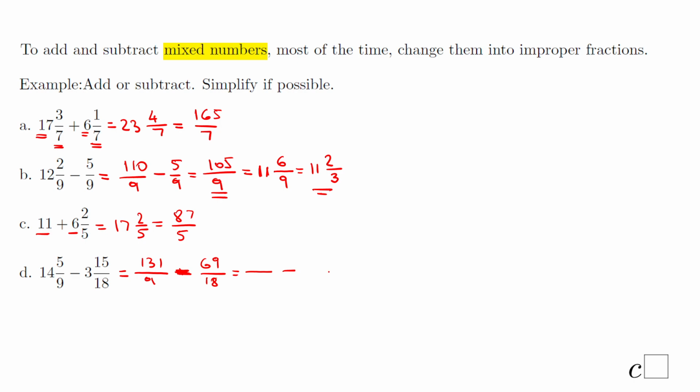And now we need to come up with the equivalent fraction. The least common denominator for 9 and 18 is 18. So the second fraction just stays as it is, nothing to be changed. But here we have 9, here we have 18, so we simply multiply 131 by 2. That will be a shorter way, and that will be 262. And the last step, we keep the 18, and then we do 262 minus 69, and that is 193. Take a look if it can be simplified. Then no, it cannot be simplified. So this is the final answer.